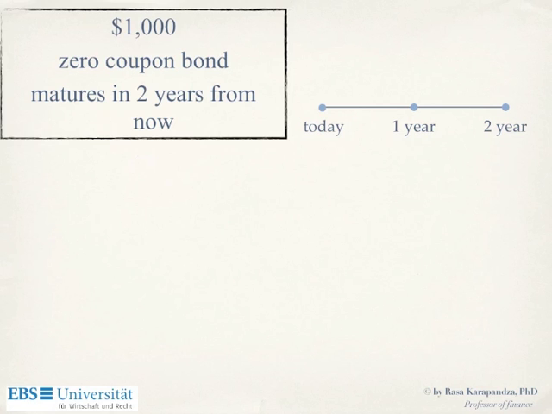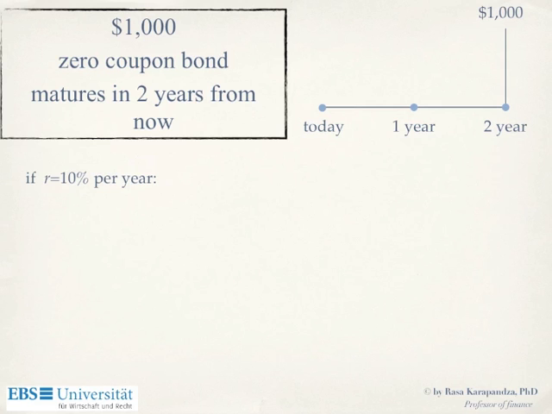So imagine that you have the following bond. It's a zero coupon bond. It means it pays you no coupons. It just pays you a face value, and in this case, it matures in 2 years. So in 2 years from now, this bond will give you $1,000. It means that the cash flow of this bond is very simple. Today, nothing. In a year from now, nothing. And in 2 years from now, $1,000. Now I ask you, if the interest rate is 10% per year, what is the value of this bond?